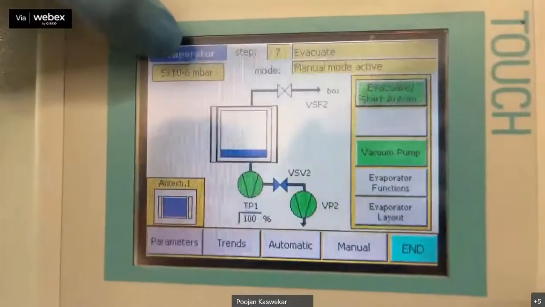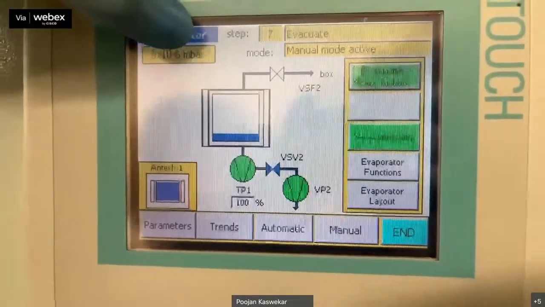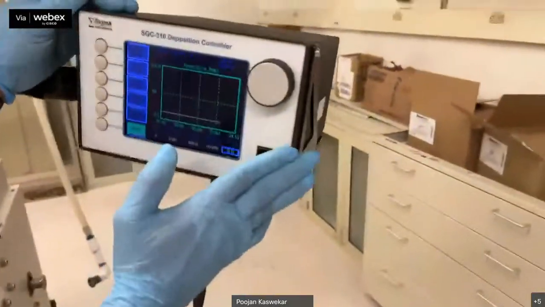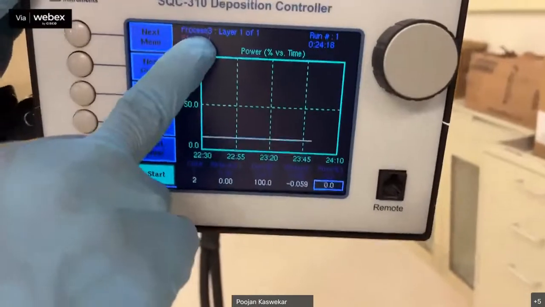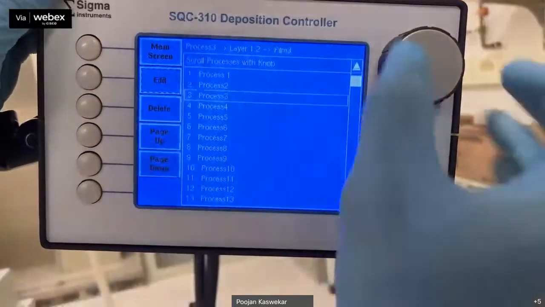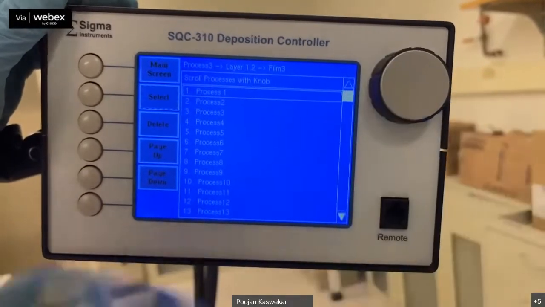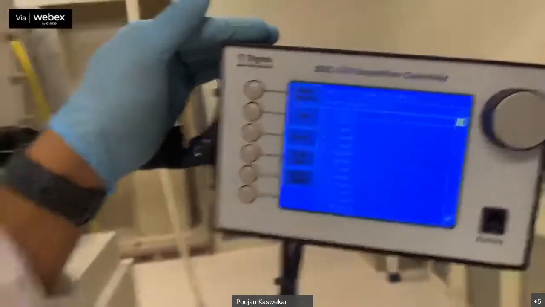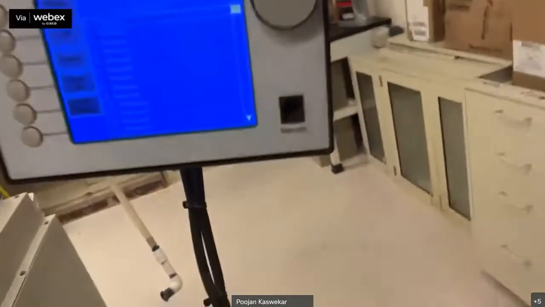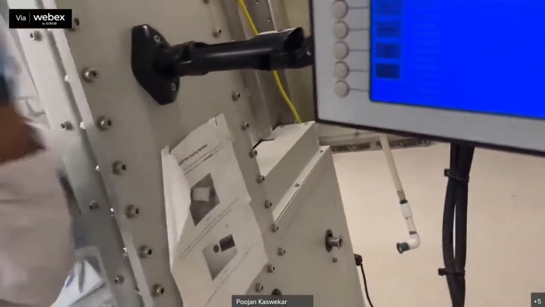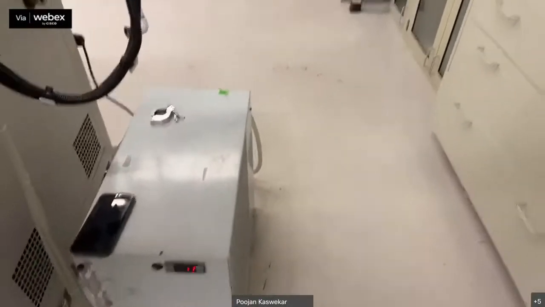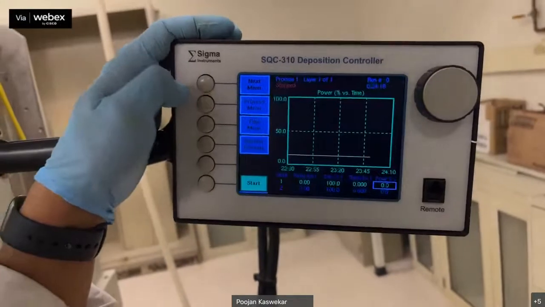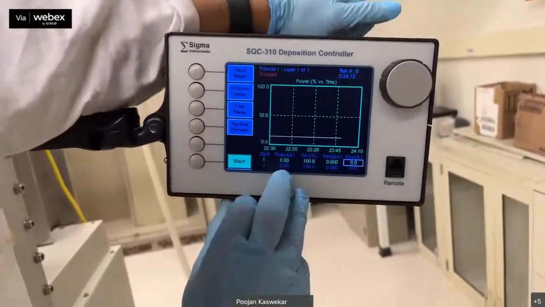As you can see here, this went to 5.0 times 10 to the power of minus 6 millibar. This is good enough for my silver deposition. So now I'll select the process. Process 3 is for my BCP. Next menu, process, and I'll select process 1. Now this is process 1, layer 1.1. The charging is over, I guess. Okay, so I collected the process 1 area, and you can see the rate here.